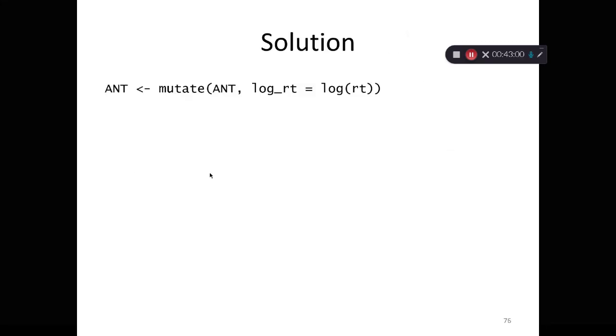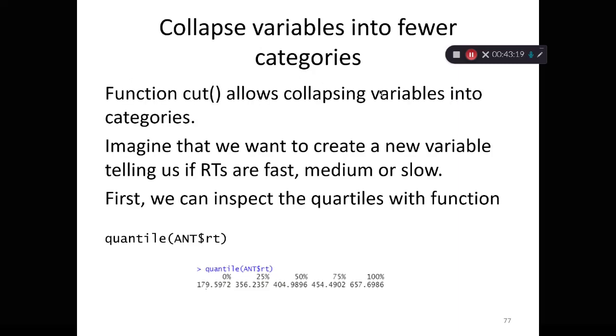So here is the solution. It's very easy. You take the A and T data and you overwrite it. In this case, again, we are overwriting the old dataset. You can also create a new dataset with a different name, and the new variable is log reaction time equal to the logarithm of the reaction times. So very easy, let's say.